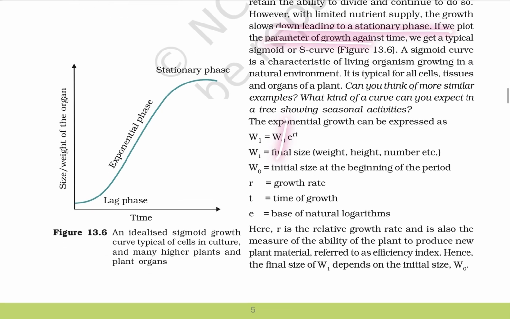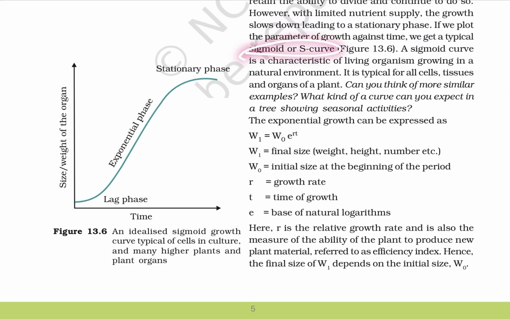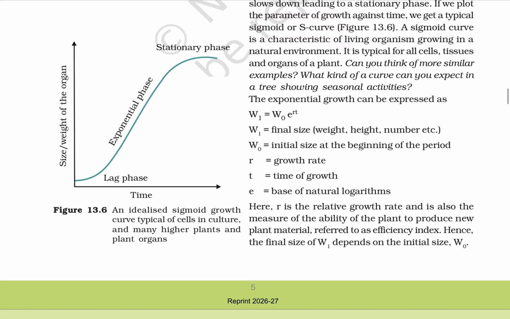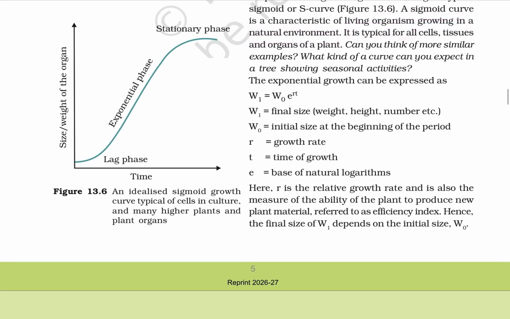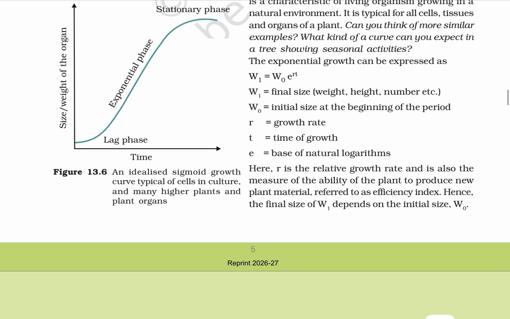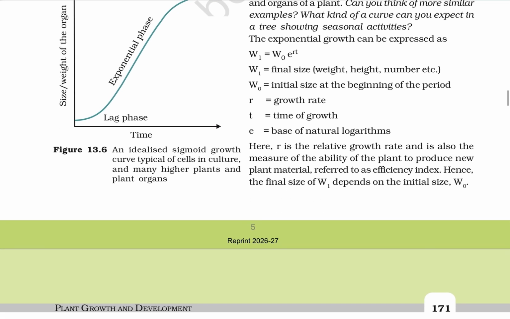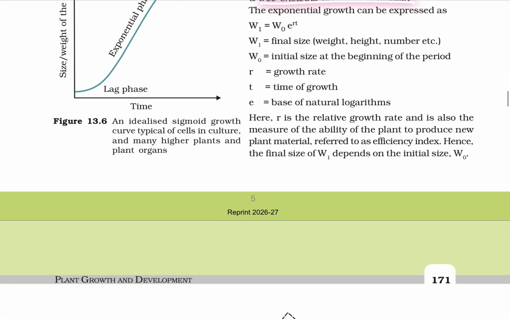If we plot growth against time, we would typically have a sigmoid curve. A sigmoid curve is characteristic of a living organism growing in a natural environment. It is typical of all cells, tissues, and organs of a plant. Can you think of a similar example? What kind of curve can you expect in a tree showing seasonal activities?